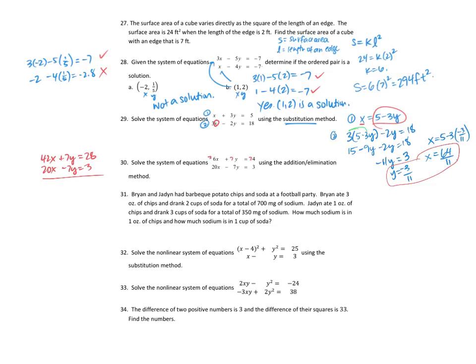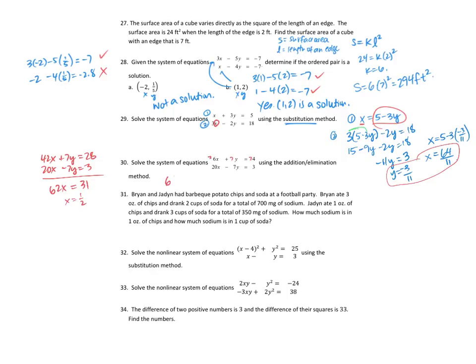So if I add both sides, I'll have 42x plus 20x gives me 62x. And then my y, 7y minus 7y, that adds to 0. And then 28 plus 3 is 31. So I can divide that over and I get x is 1/2. And so if x is 1/2, then I can just plug that into one of my equations. I'll just plug it into this top one.